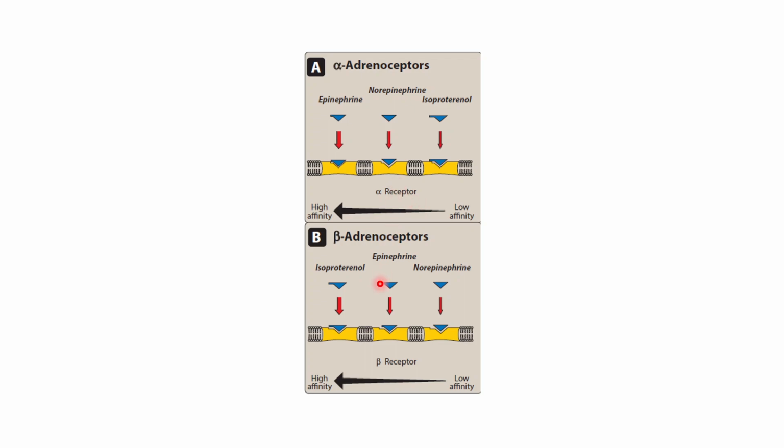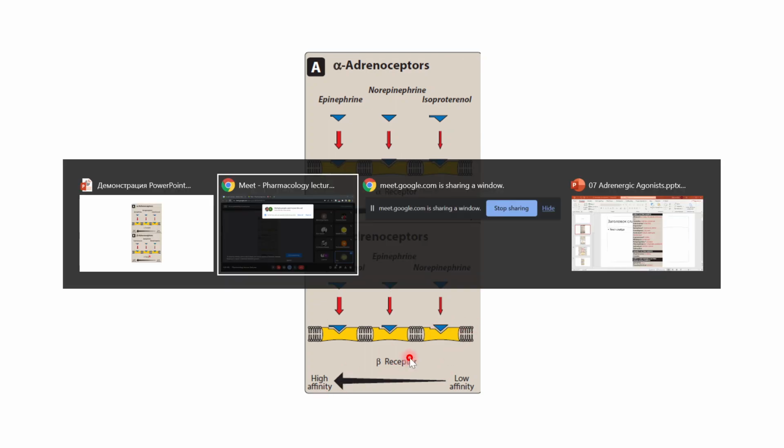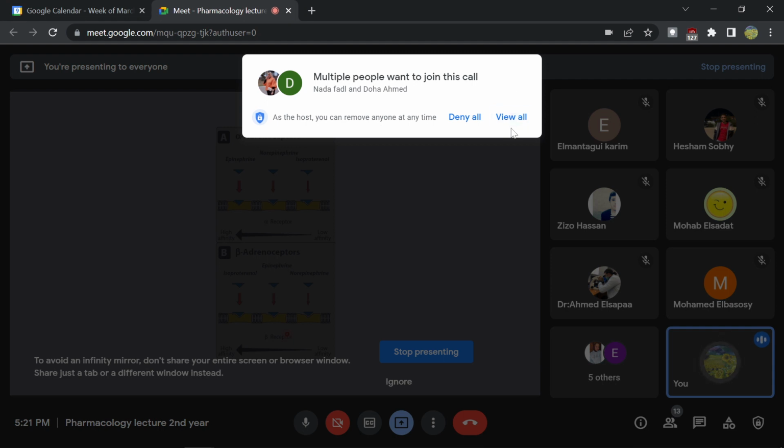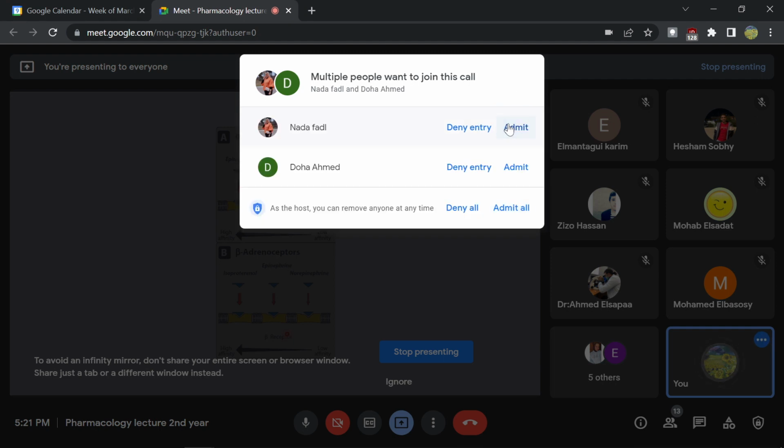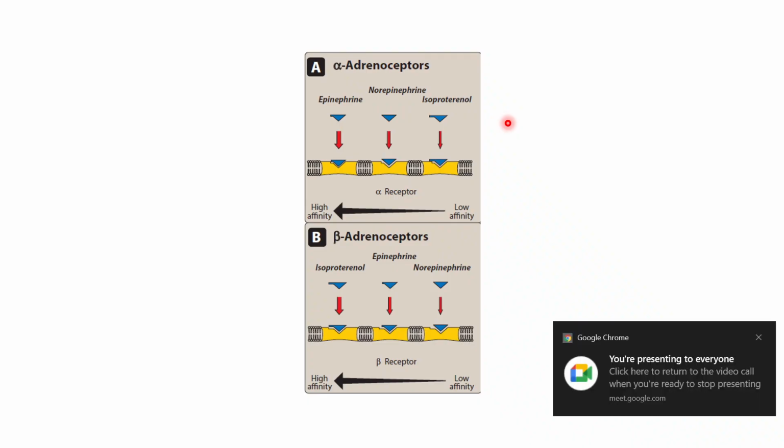Then beta adrenergic receptors are predominantly in the heart. So beta 1 receptor is in the heart, but also beta 2 in the smooth muscles, like bronchioli, the uterus, the bladder, etc. Beta adrenergic receptors are more selective for isoproterenol. So isoproterenol is a very potent agonist for this receptor, and epinephrine is less, and norepinephrine is even less. So this is the selectivity of different drugs for the alpha and beta receptors.